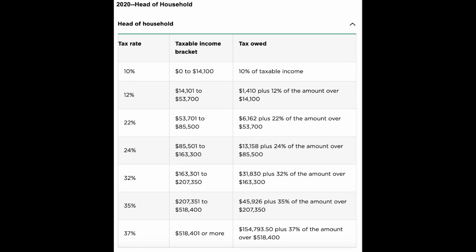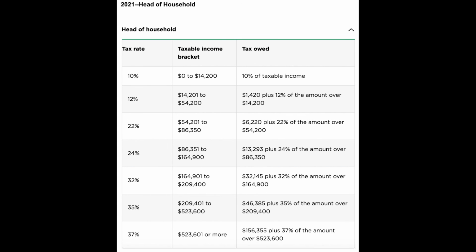The tax rate of 22% goes up to $85,500. The tax rate of 24% goes up to $163,300. The tax rate of 32% goes up to an income level of $207,350. The tax rate of 35% goes up to $518,400. And the final tax rate of 37% is anything above and beyond $518,401. So again, the tax brackets for 2020 went up in the year of 2021. So you'll want to keep that in mind as you're looking at this for the coming year.